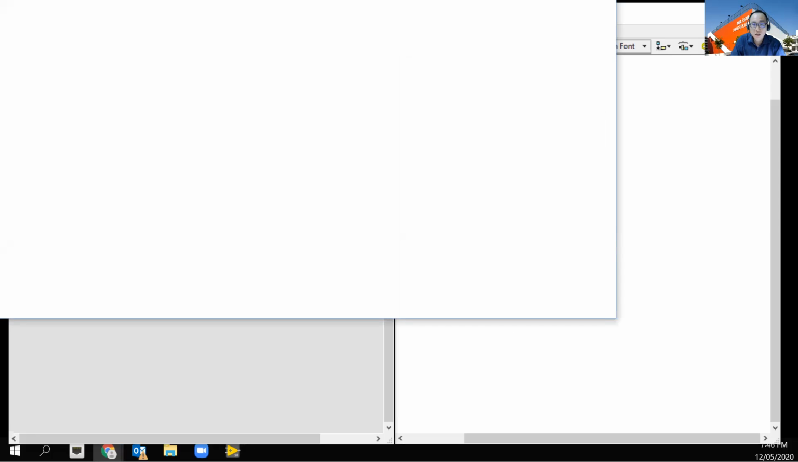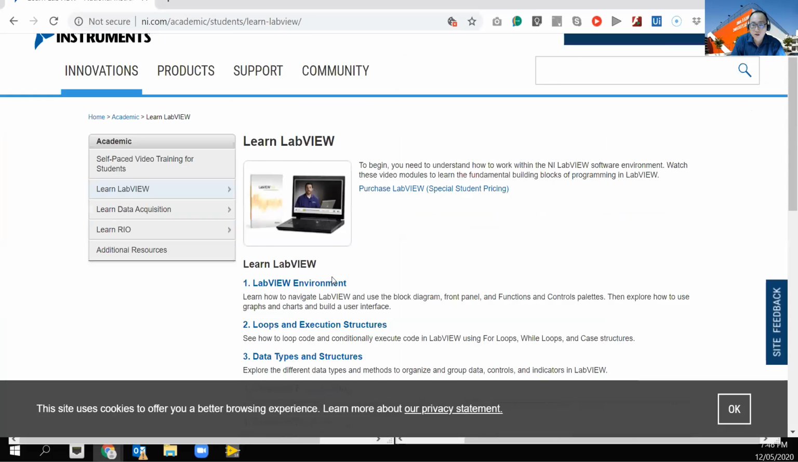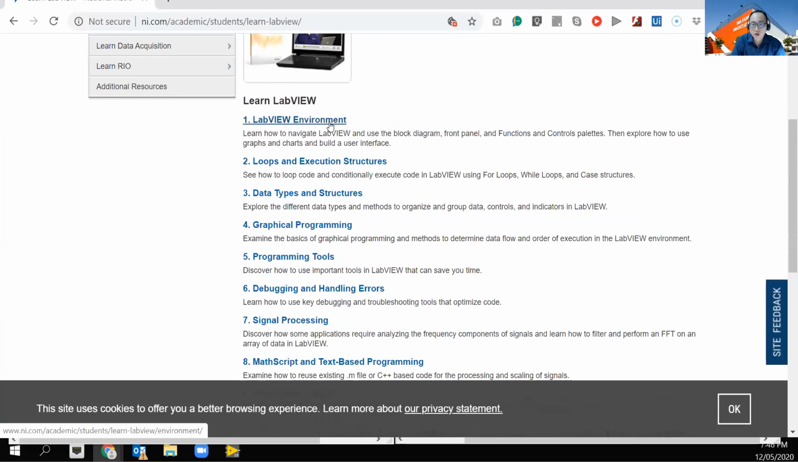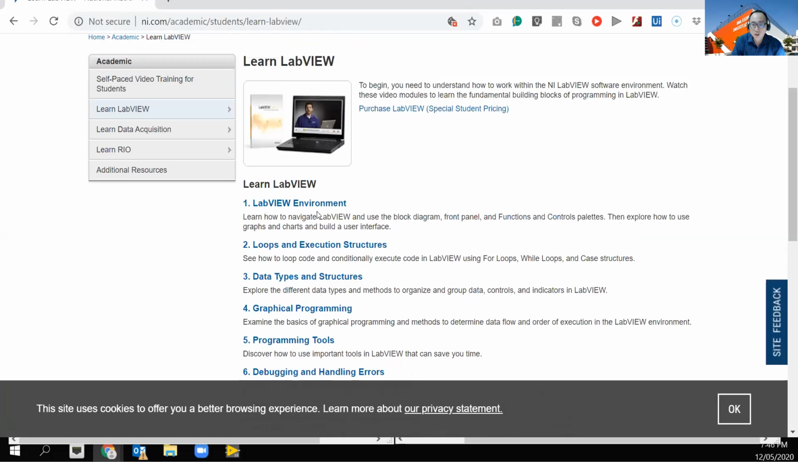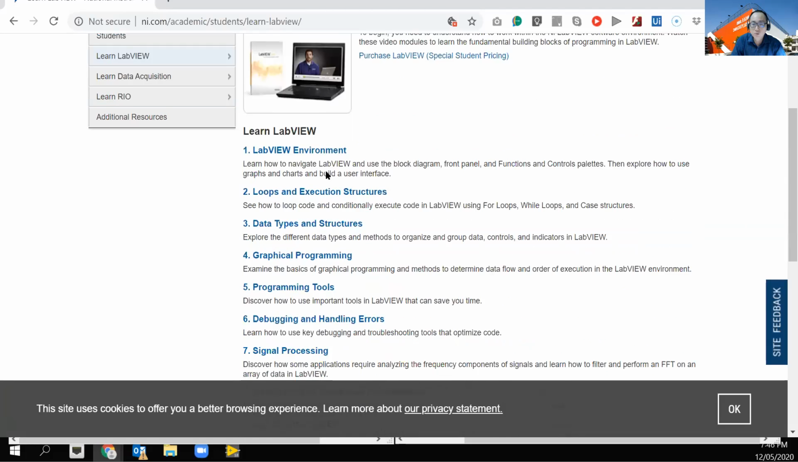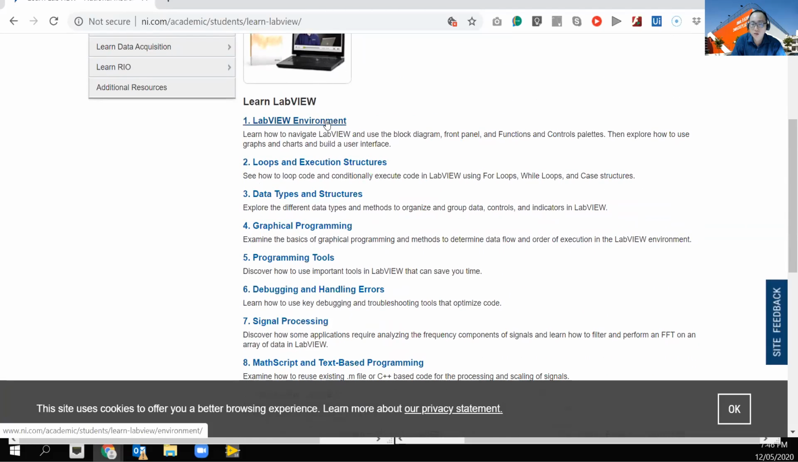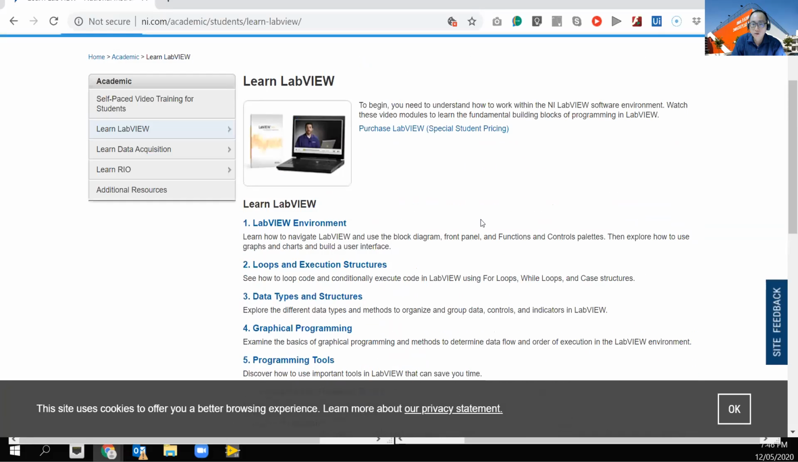Here, this screen is the URL link. There is a free training video that tells you about LabVIEW. We will need to go through this, that means we need to let you familiarize with the environment, what it is used for. And then we will do some simple programming. Simple one. Is that okay, everyone?